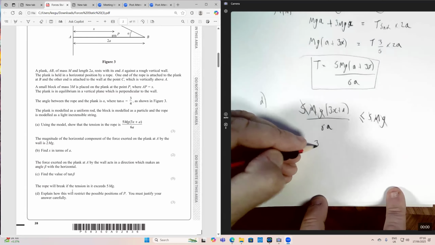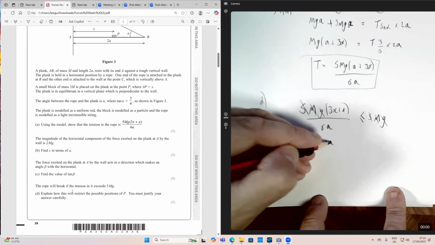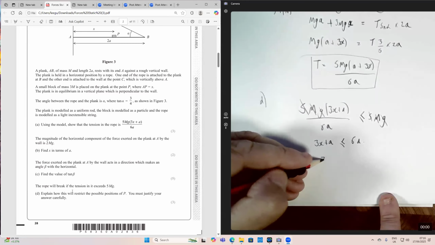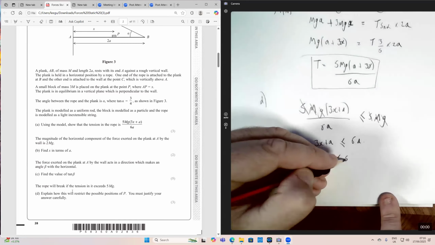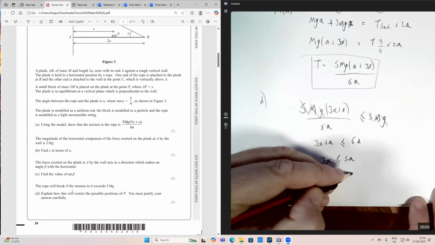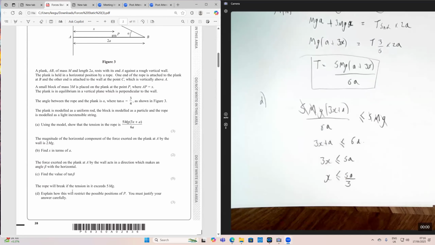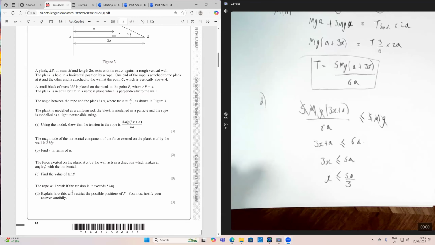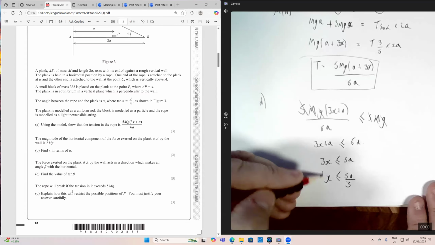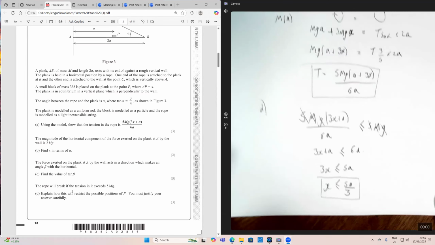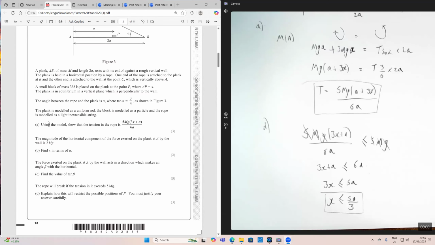So that's going to give us 3x plus a is less than or equal to 6a. Take a off both sides and we have 3x is less than or equal to 5a, and divide both sides by 3. So x is less than or equal to 5a over 3. So what that means is, in order for the rope not to break, the position of P needs to be less than or equal to 5a/3 away from A. And that is the end of that 13-mark question.